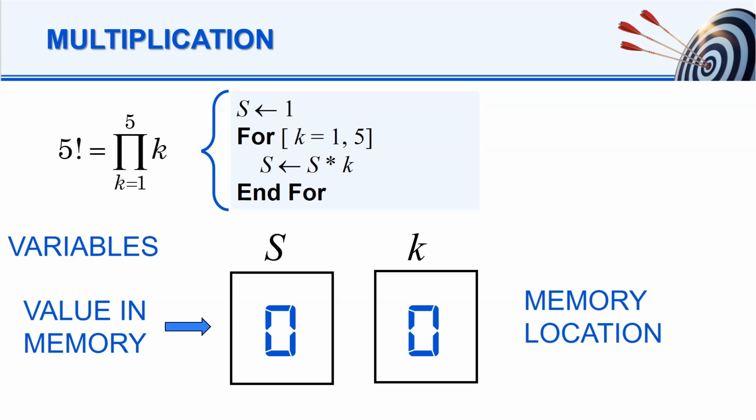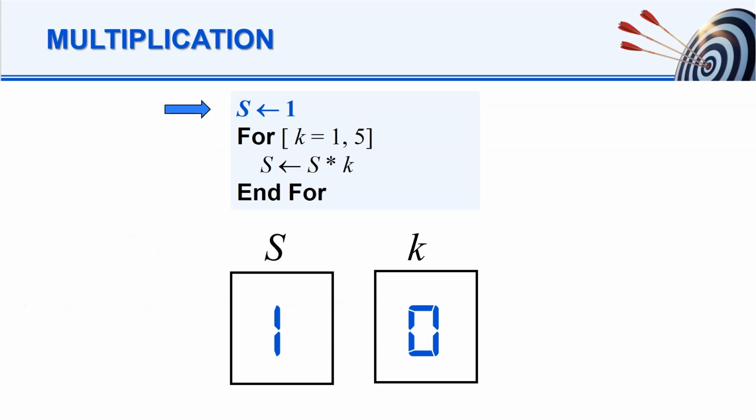The first executable statement of the code assigns 1 to accumulator variable s. Note that the memory location of s is updated to 1. In recursive multiplication, the accumulator variable is always initialized to 1. The for loop iterator starts with 1, which initializes k to 1. Also notice that the memory location of k is updated to 1.